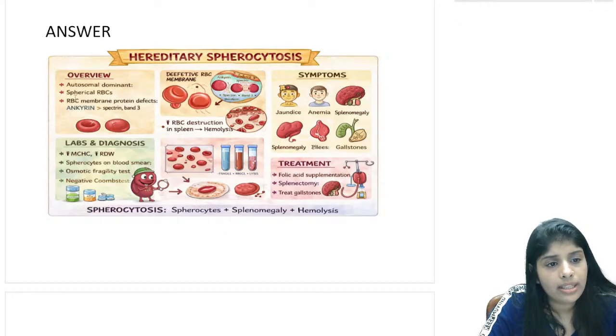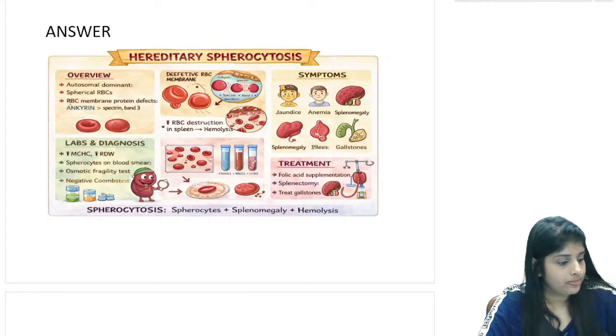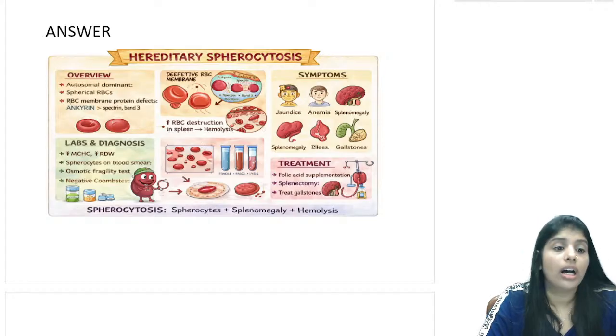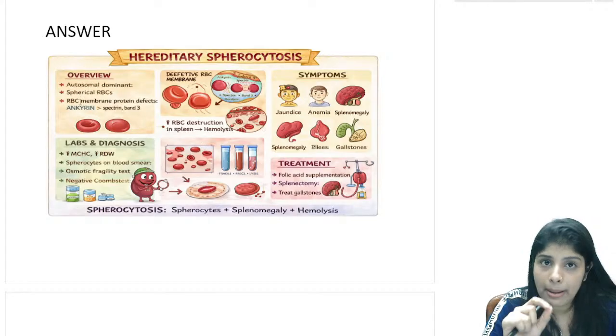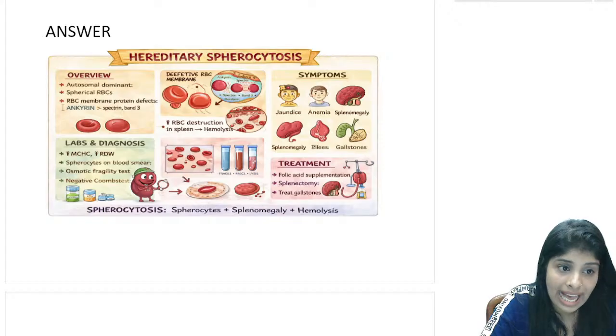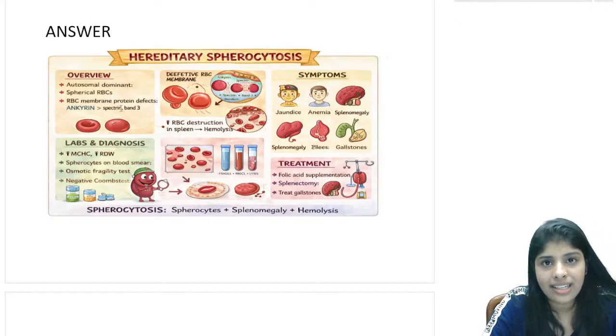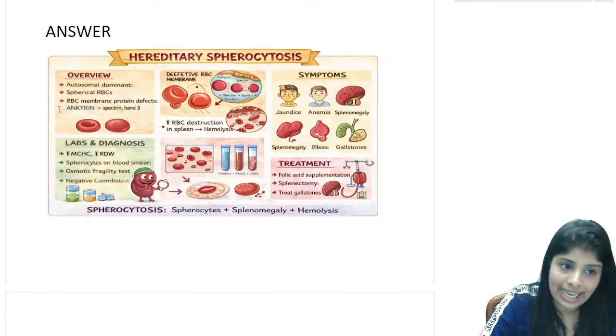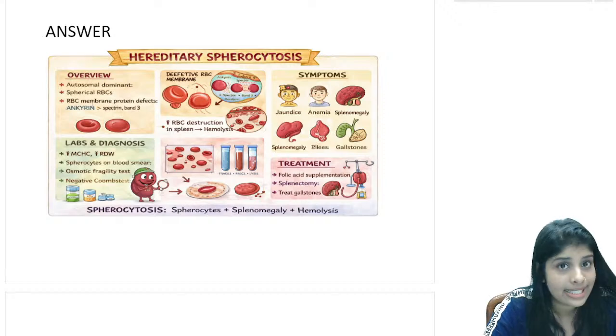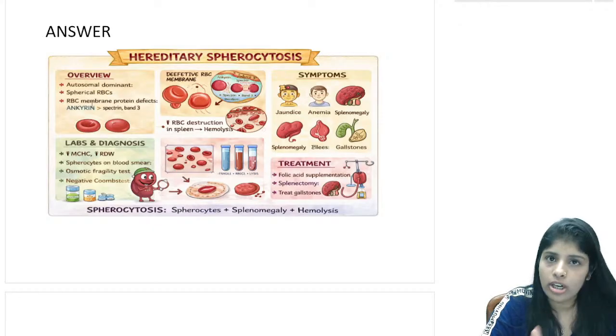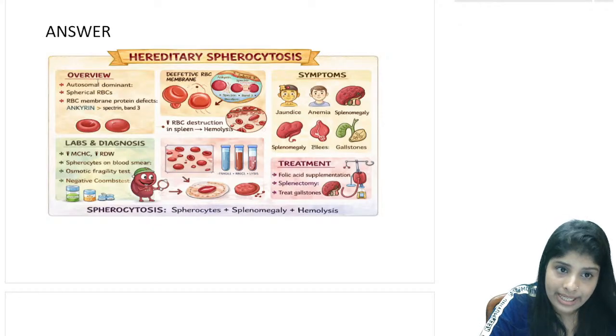Here what happens is that the supporting membrane proteins, ankyrin and spectrin, are not working fine. So there is abnormality in ankyrin and spectrin, and when that happens, the structure of the RBC is lost. So it turns into a sphere, that is a spherical RBC. It is not biconcave here. That is what is happening in hereditary spherocytosis. You can see here.